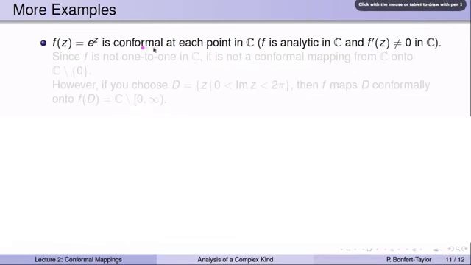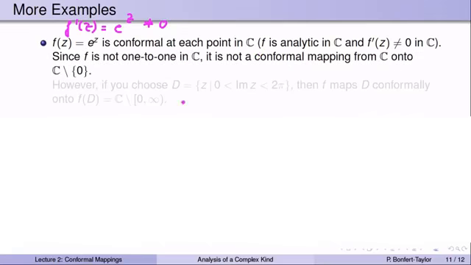The function e to the z is conformal at each point in C, because its derivative is never equal to 0. f prime of z is also equal to e to the z. That's never equal to 0, no matter what you plug in, and so e to the z is conformal at each point in the complex plane. But f is not a one-to-one mapping in C because we know it is periodic with period 2 pi i. It keeps repeating.